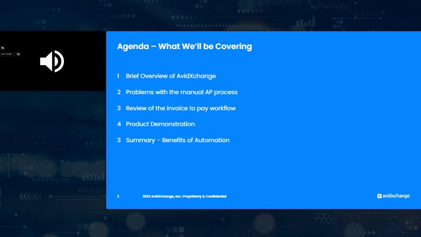What I'm going to cover, I'm just going to start with a brief overview of AvidXchange. So for those of you that might not be familiar with who we are, I just want to give you a little background there. Then we're going to talk about some of the problems with the manual AP process. We'll review the invoice to pay workflow. And then we're going to follow that up with a product demonstration to take a look at Timberscan. And then we'll wrap things up with just a brief summary on some of the benefits of automation.